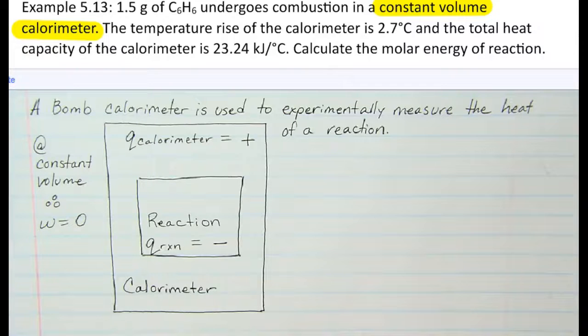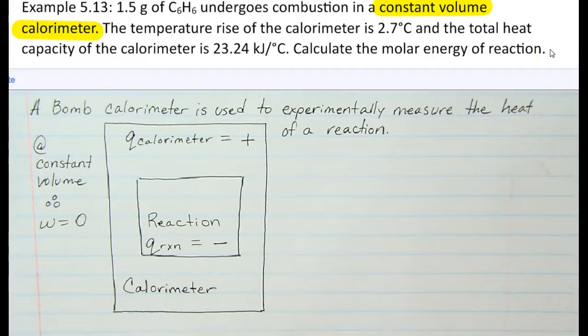So in this example, you have 1.5 grams of C6H6, and it's going to go through combustion in what's called a constant volume calorimeter. There's a temperature rise in the calorimeter of 2.7 degrees Celsius, and the calorimeter has a heat capacity of 23.24 kilojoules per degree Celsius. Calculate the molar energy of reaction.